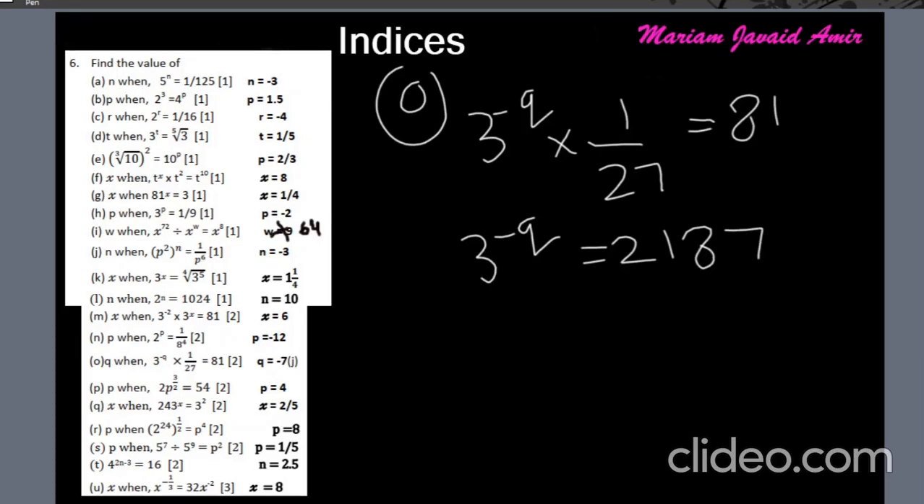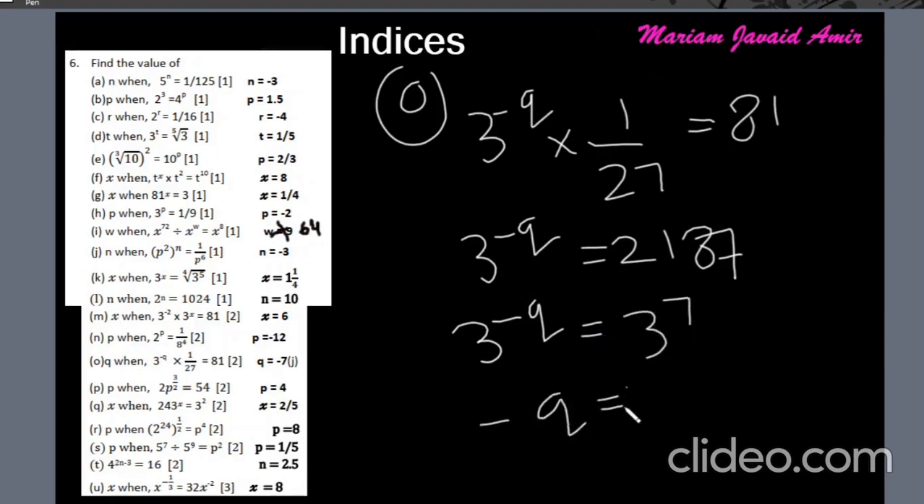So just grab your calculators and let's try the hit and trial method. Let's try power 8, which gives me 6561, so it's a bigger number. Let's try 3 power 6, which gives me 729, so it's a smaller number. So let's try 3 power 7, which gives us, yes, 2187. So 3 power minus q equals 3 power 7. So minus q equals 7. So q equals minus 7.